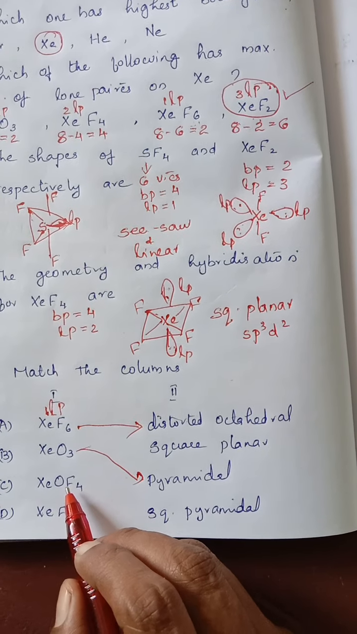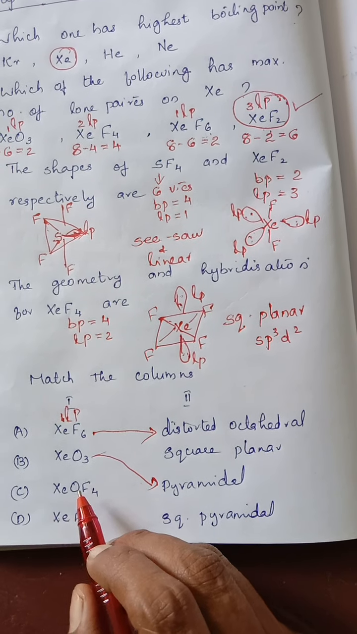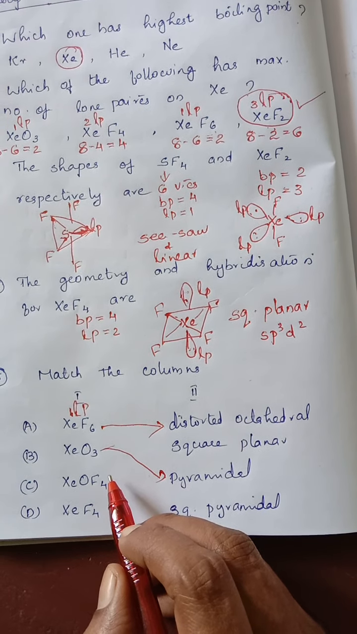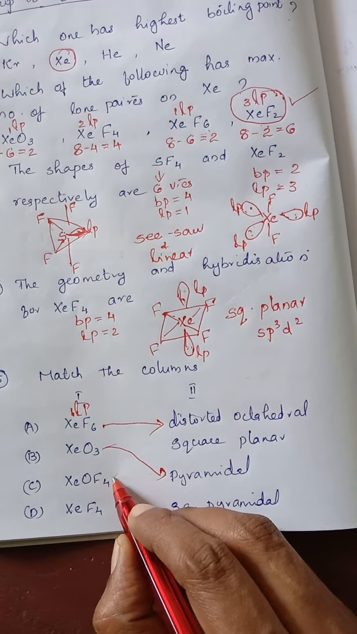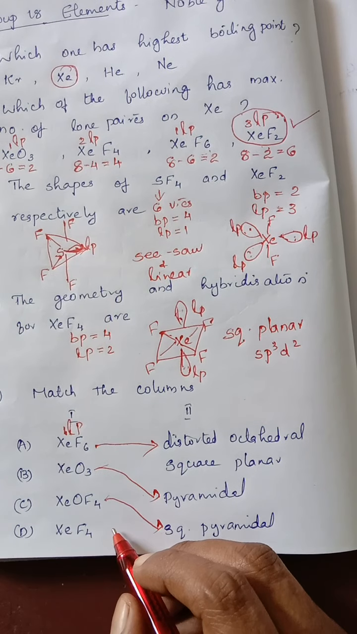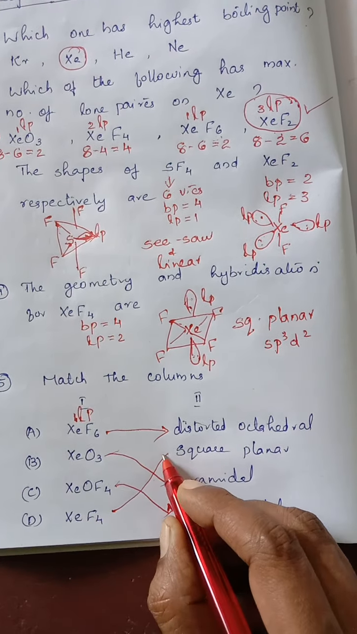Xenon oxyfluoride contains 1 lone pair and 5 bond pairs, and the geometry is square pyramidal. Xenon tetrafluoride is square planar.